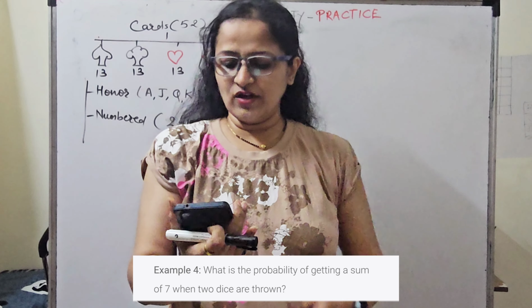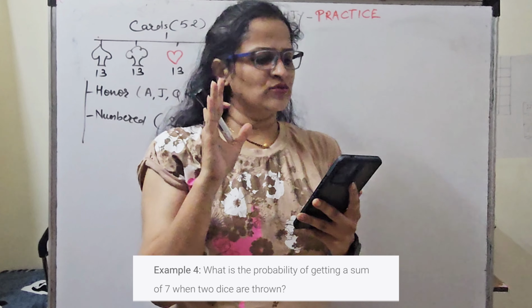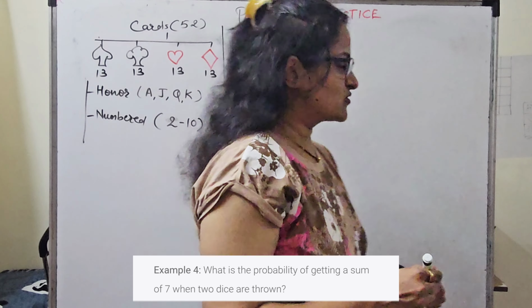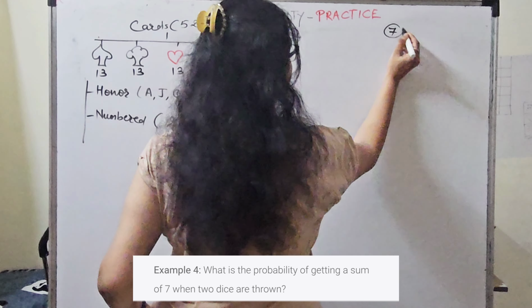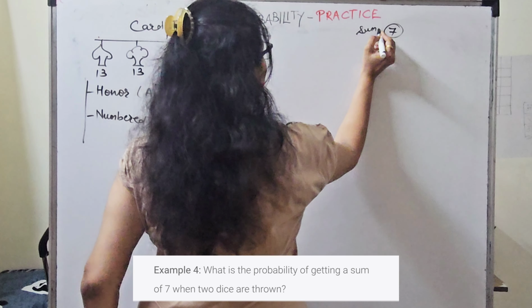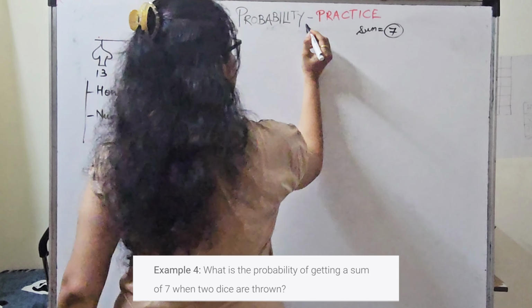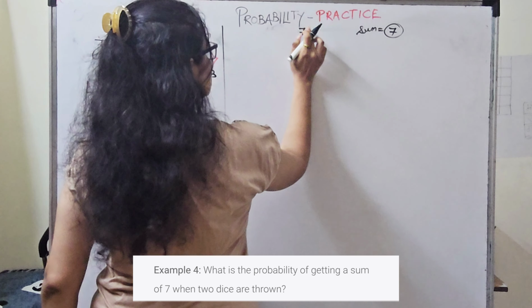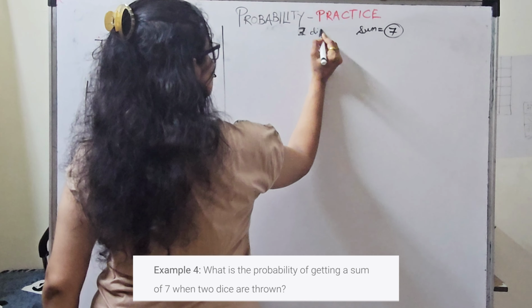What is the probability of getting a sum of 7 when 2 dice are thrown? Okay. Sum needs to be what? 7. That is an event. Okay. Sum has to be 7. And what is the experiment or sample space? How are you going to get? It's nothing but what? 2 dice are thrown.